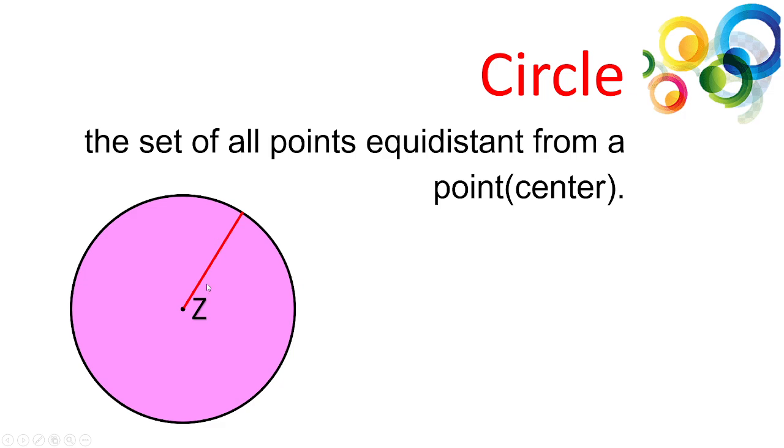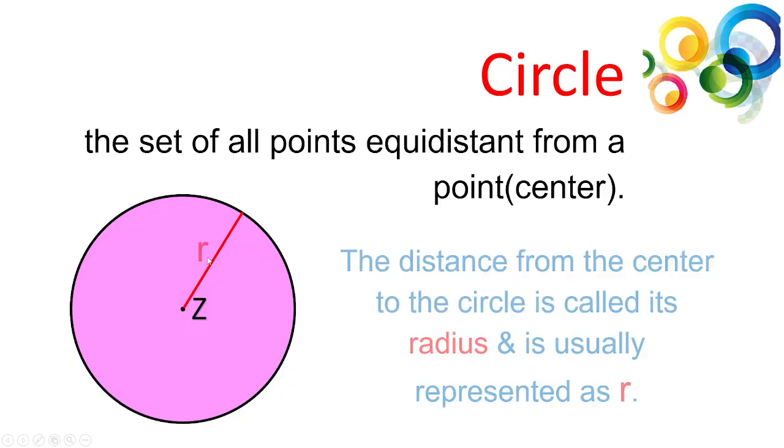So this segment is called a radius. We usually use R for radius. You can also create another radius here, here, here, for as long as you create it from the center to the boundary, to the circle. So that would be our radius, in plural, radii.